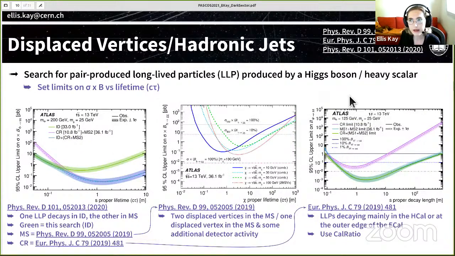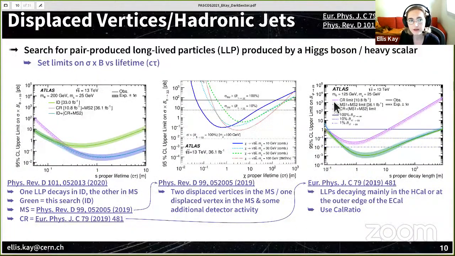So again, the 3 results I show set limits on the branching fraction and the proper lifetime, this time of the long-lived particle. I'll first say that this is the ID and MS search. This is a search for displaced vertices, either 2 of them in the muon spectrometer or 1, and very little activity elsewhere. And this one looks for this cal ratio, so decays mainly in the hadronic calorimeter.